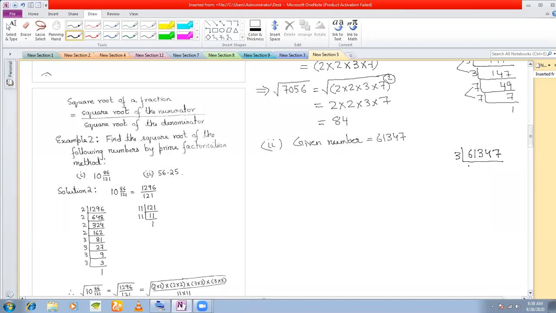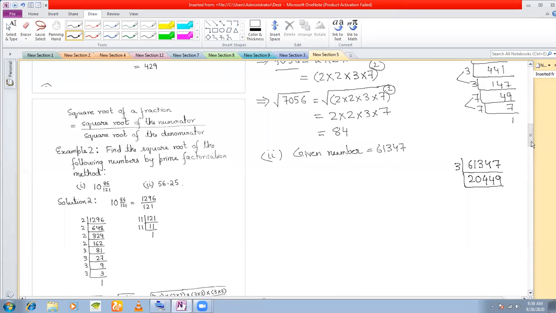So divided by 3, we get 20449. I'll come to divisibility tests later on, but this divisibility by 3 is very easy; you might have learned it earlier also. Now again, for 20449, you can check whether it is divisible by 3. The digit sum is 19. No, it is not.